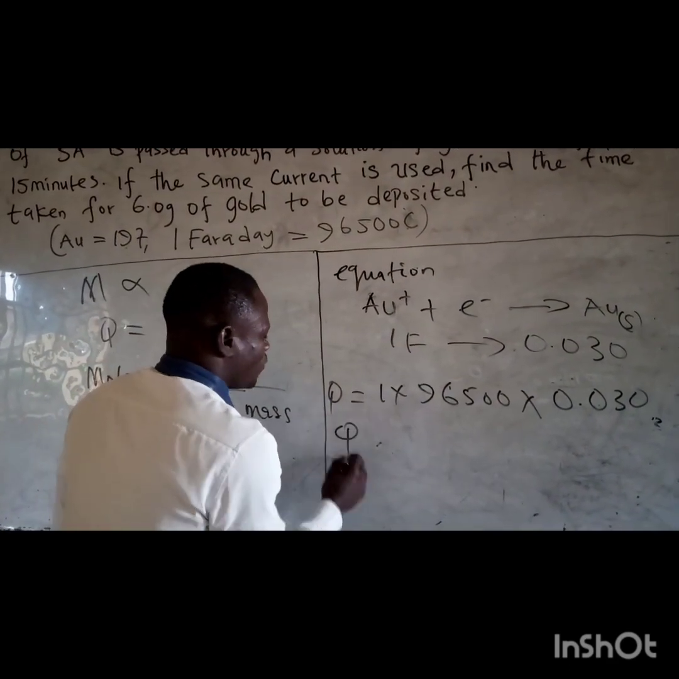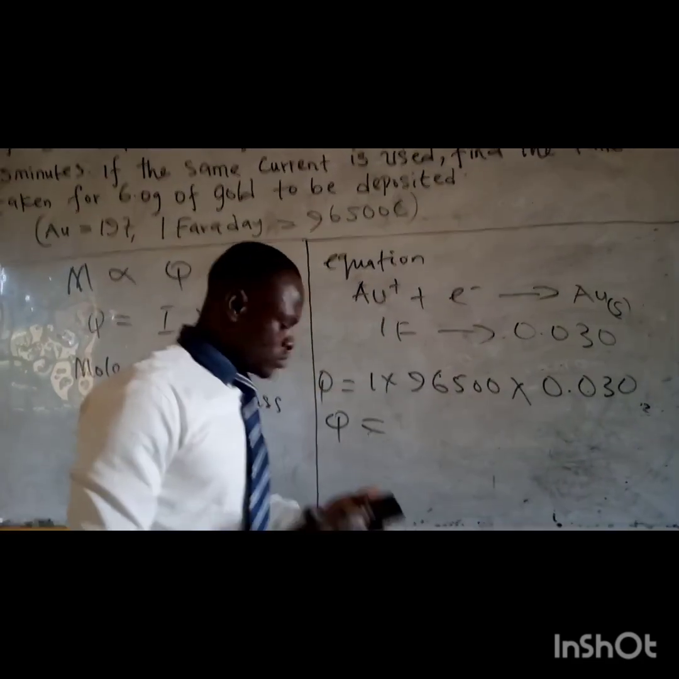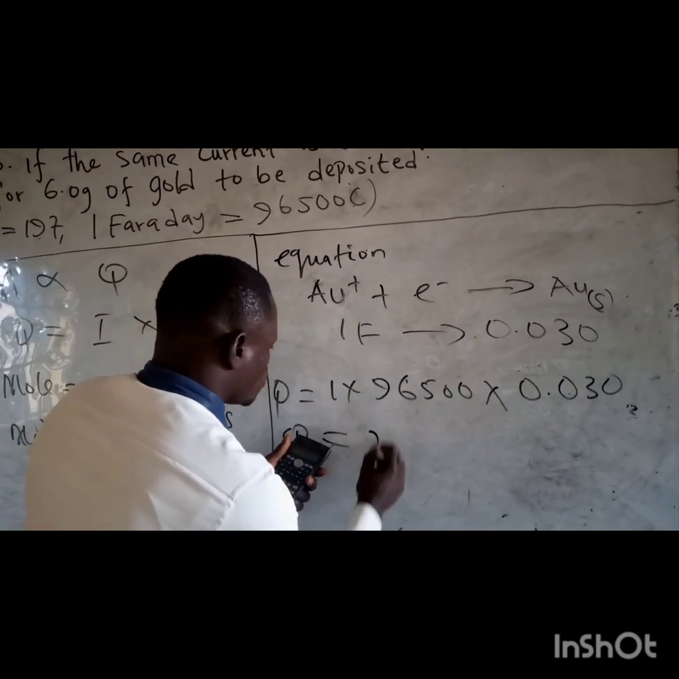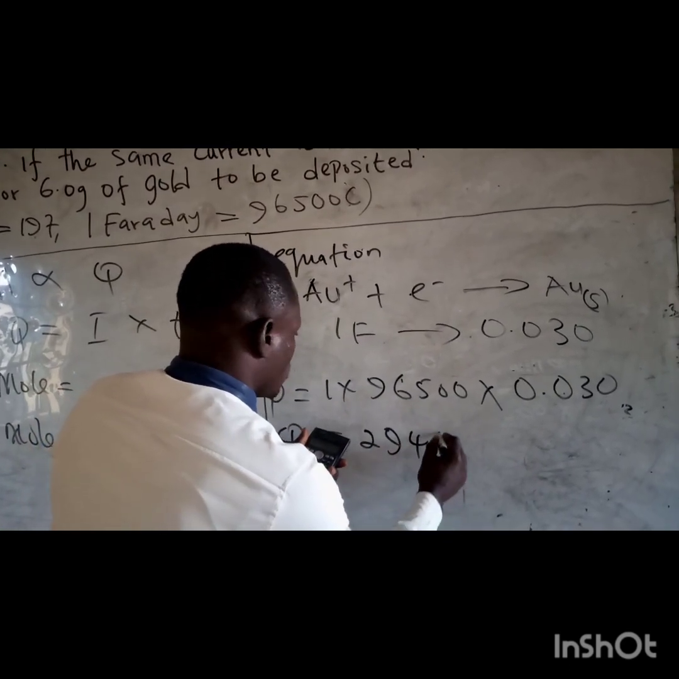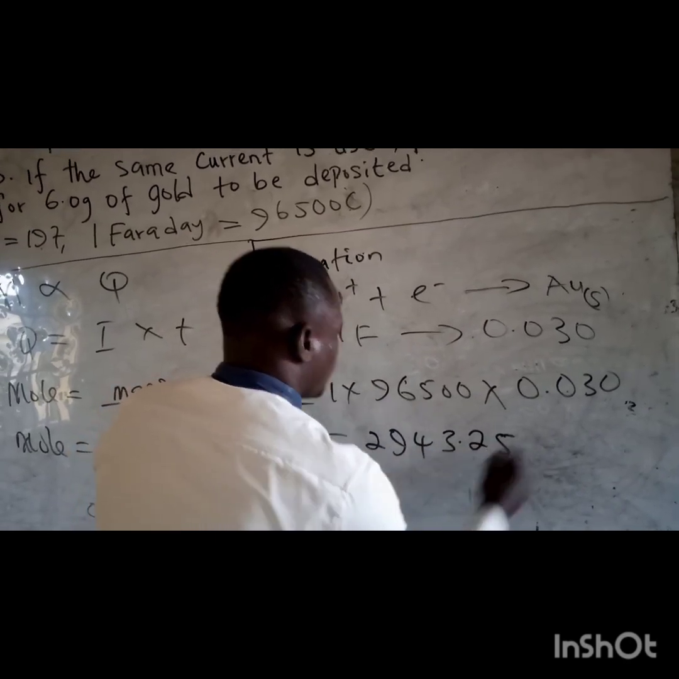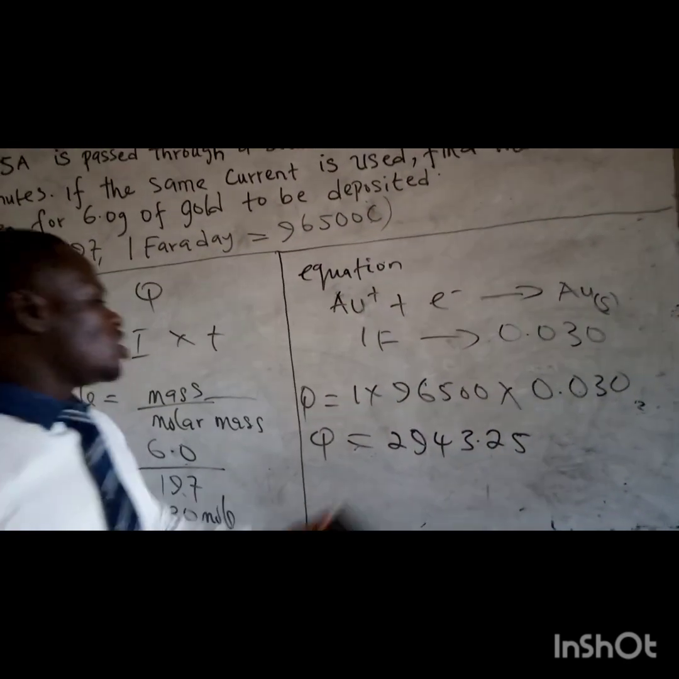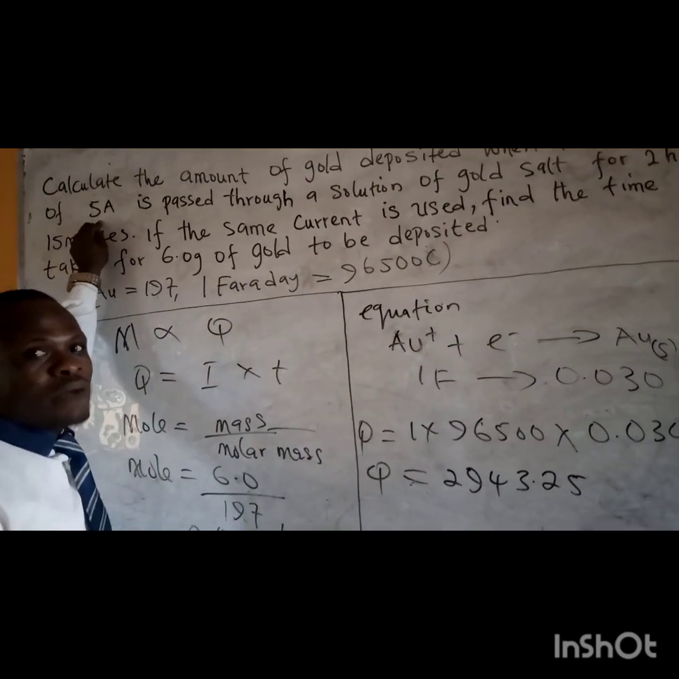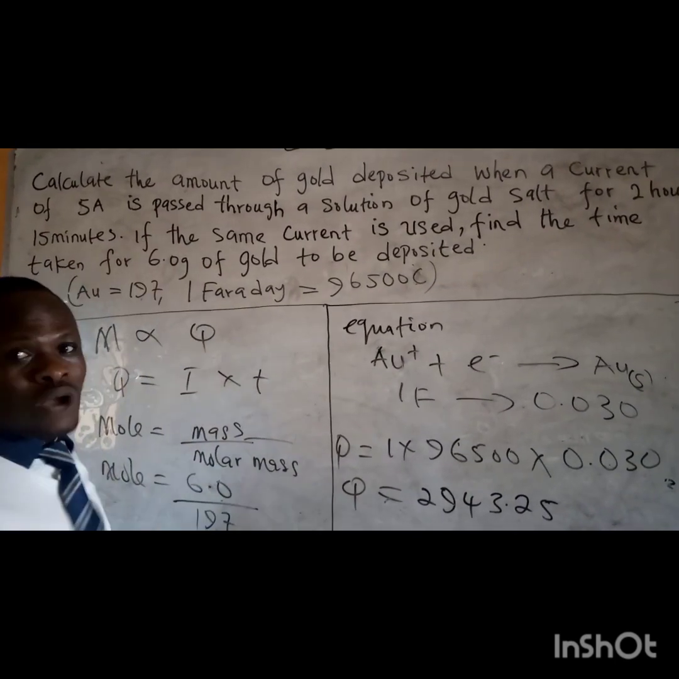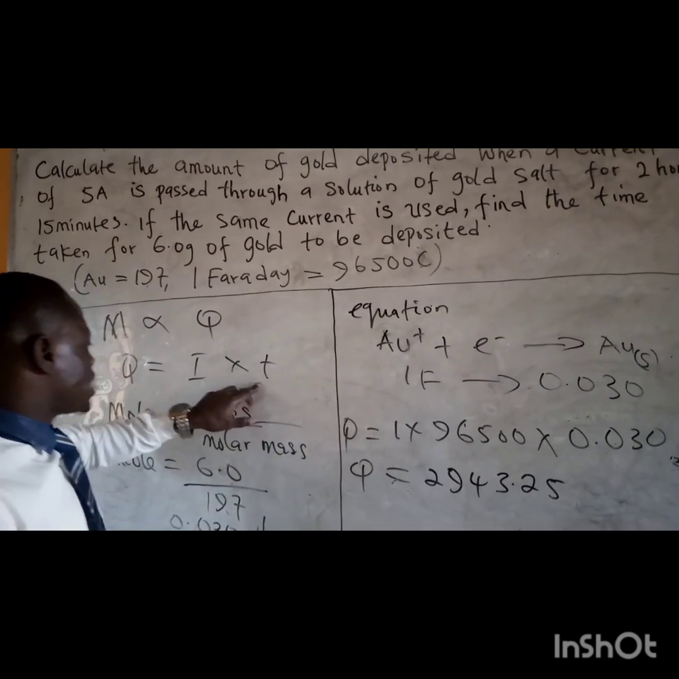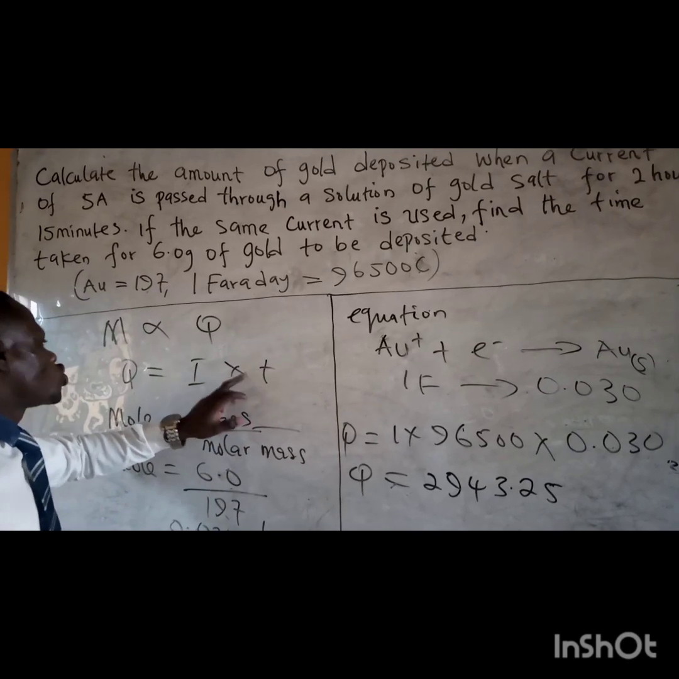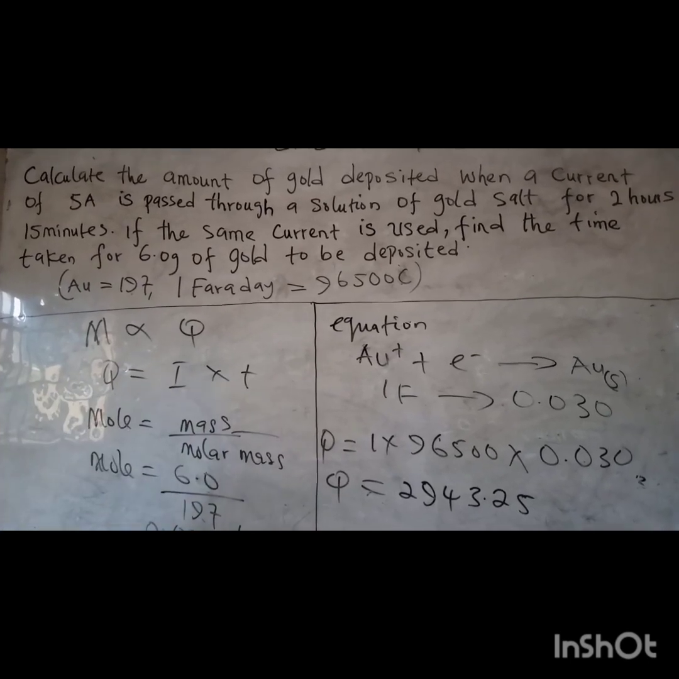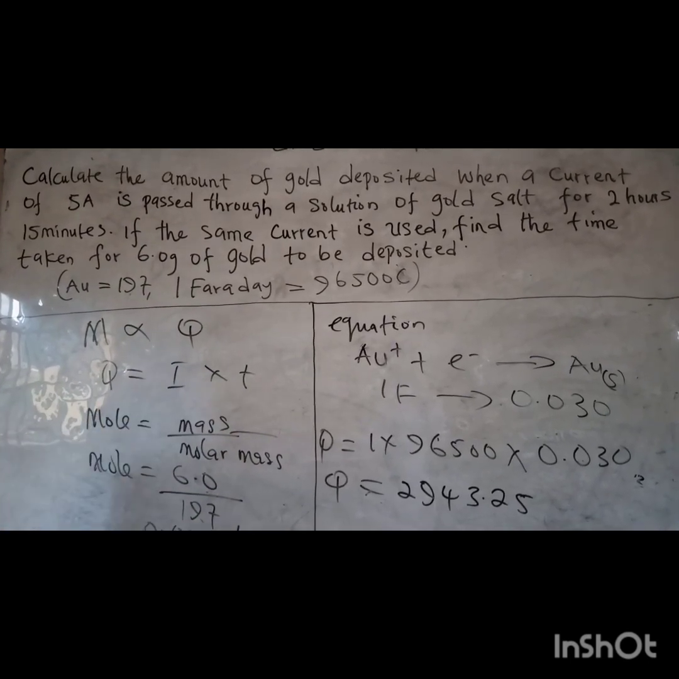So when you multiply the whole of this using the calculator, what you have is 2,943.25 coulombs. So we have our quantity now. Since we have our quantity, we have our current. Current is given as 5 amperes. What we are going to look at is the time, so you have to make time the subject of the formula. You divide all through by current so that time will be alone.